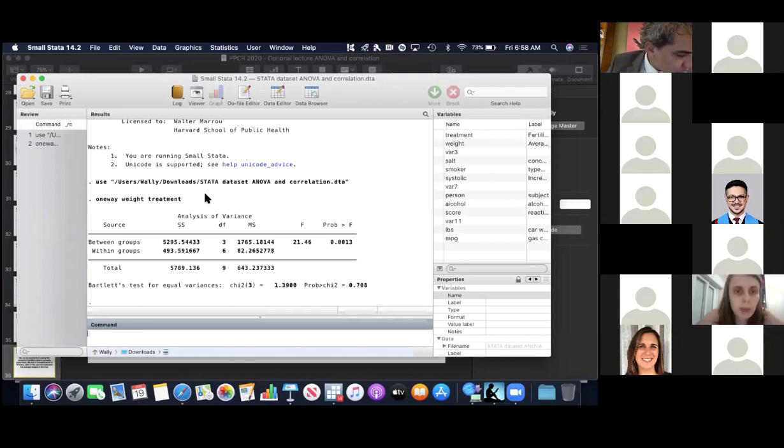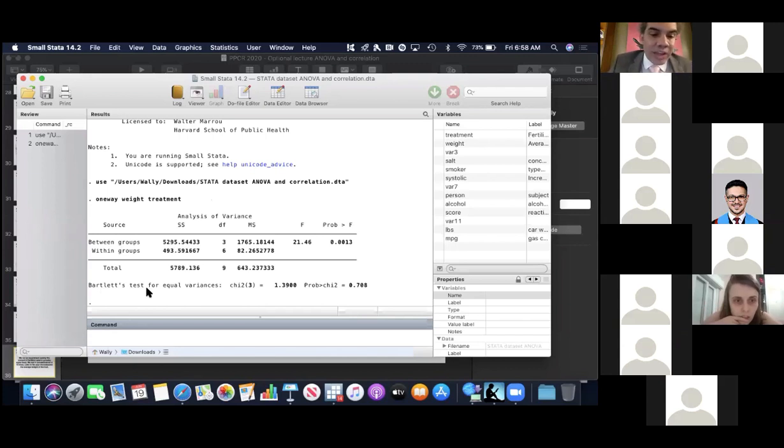Can I ask a question? Yeah, sure. I was wondering about the test of equal variance. Do I have to run it separately, or when I do the command of one-way ANOVA, STATA runs it automatically? In this case, STATA is really good at that, and it runs Bartlett's test for equal variance automatically. Here you can see on my screen. So here you have the p-value for the homogeneity of variance, which is 0.7, which means it's not statistically significant, which means that the variances are equal. Okay, thank you.